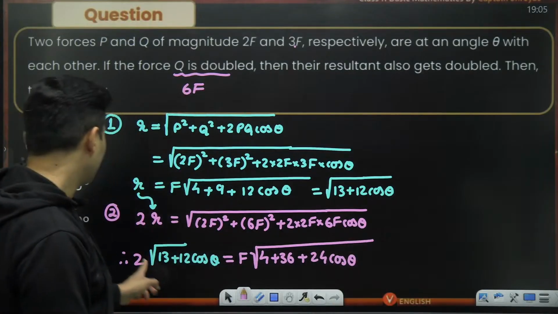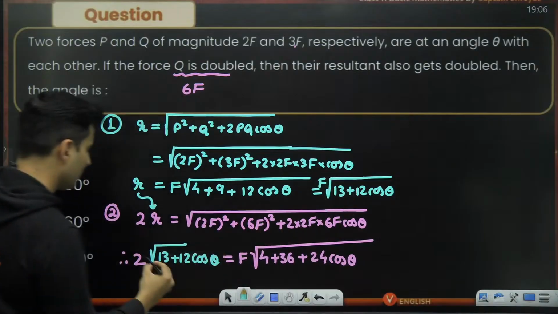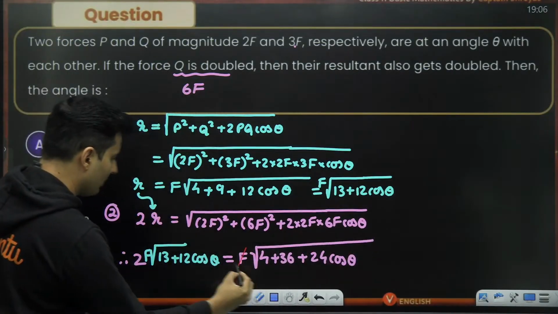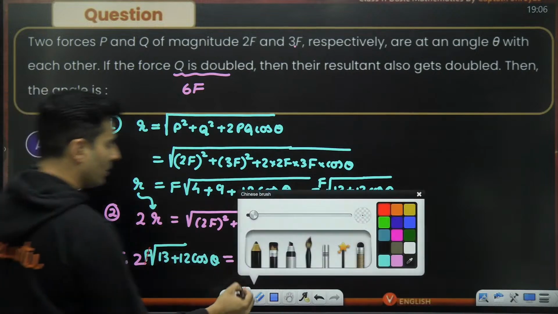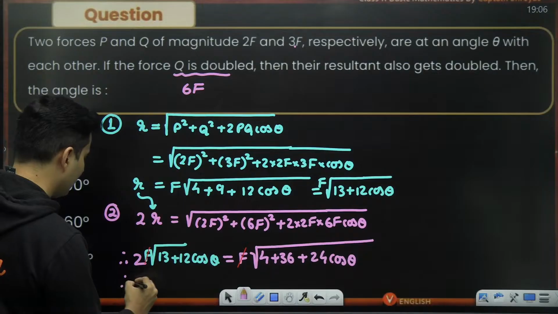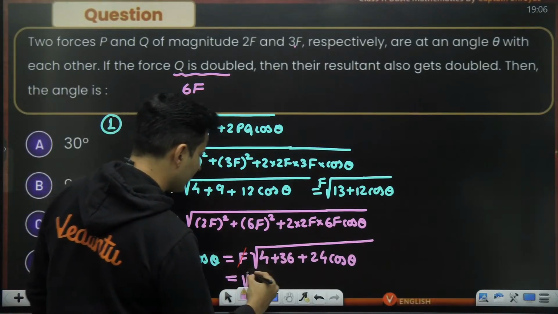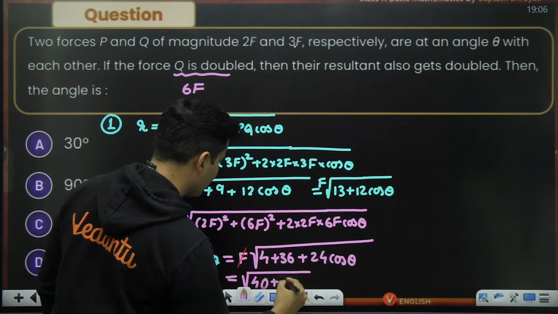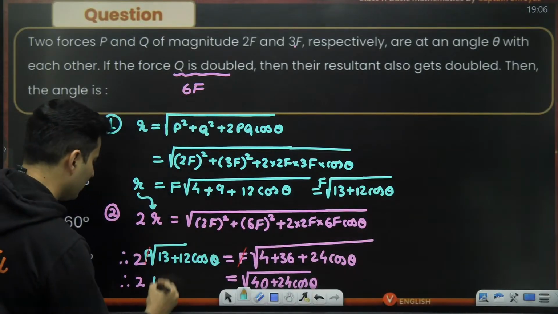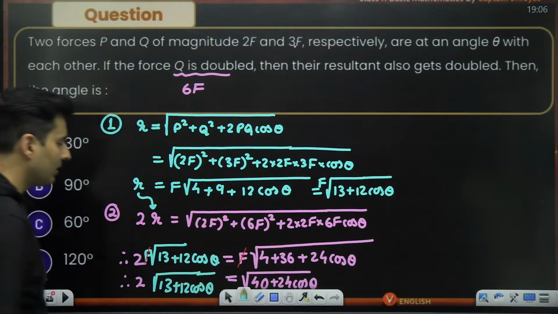Now I think one F was missing. Sorry guys, this F was missing. Now as you can see, this F from here and this F from here will cancel out. Perfect. So what do I have over here? We have that number 2 as it is, equal to root of 4 plus 36, which is 40, plus 24 cos theta, and here we have 13 plus 12 cos theta under the root.